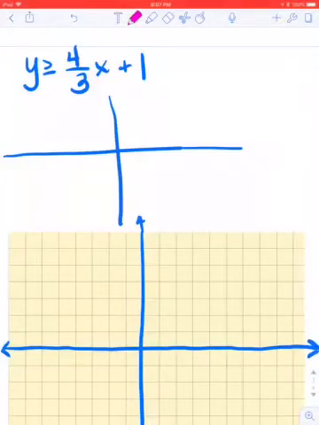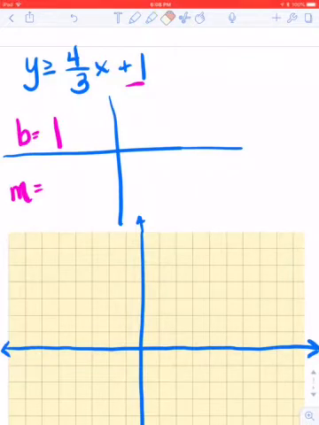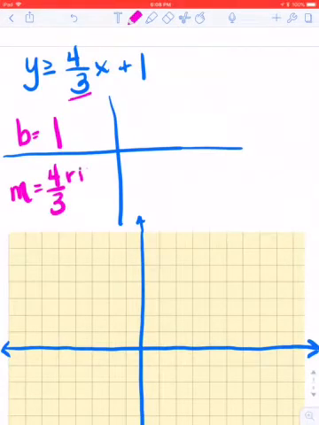Okay, guys, let's go through a little bit of a review of the graphing inequalities. So if you look at the inequality that I have here, we started out on Friday identifying our y-intercept and our b-values. So this part right here is your b-value, so it's positive 1. This value right there is your slope, so it's 4/3.